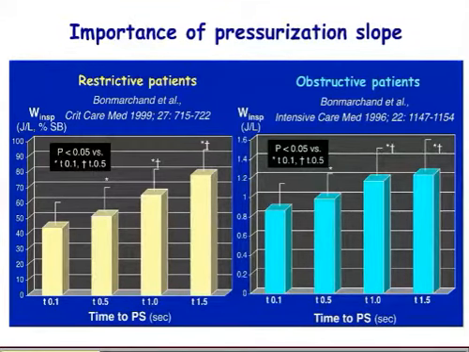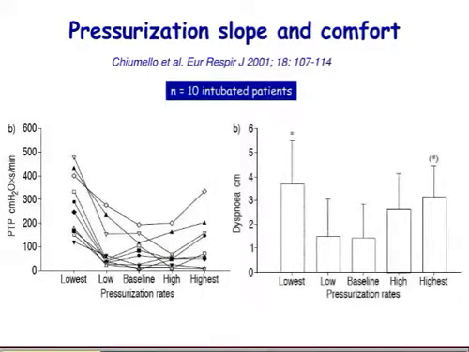not too fast, because if pressurization is too fast, as shown in this study in intubated patients, there's a risk of severe discomfort. And you can see here the authors looked at both an index of respiratory muscle workload and here a dyspnea score, and they compared pressurization rates going from a slow pressurization rate to a very fast pressurization rate. And as you can see, this is consistent with Bonmarchand's finding. As you steepen the pressurization slope, you make it faster, then you decrease the work of breathing. But if you make it too fast, then you increase the work of breathing.